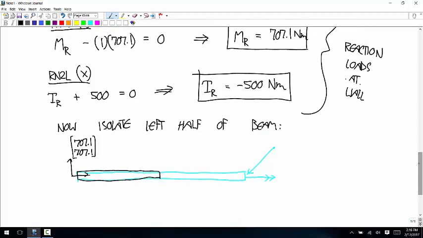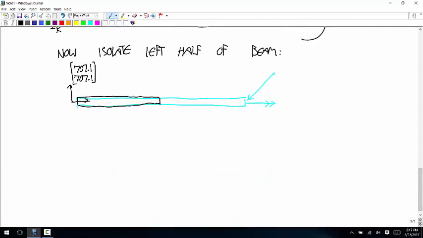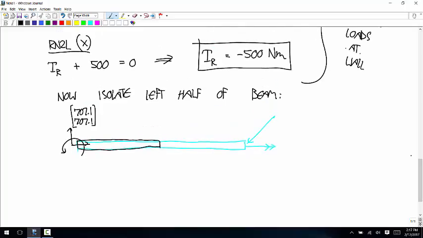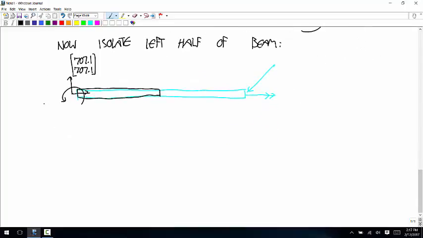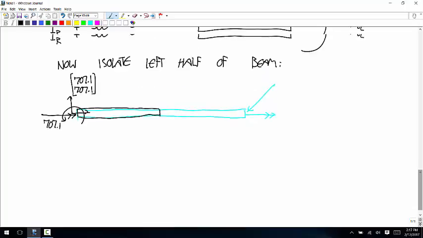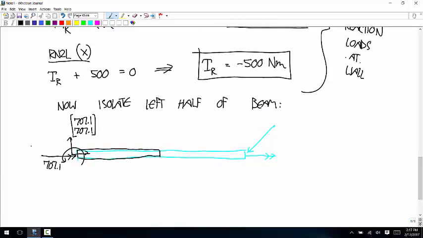And we know that there's a moment about the z-axis of 707.1. And then we know that there's a torque in the negative x direction. I'm still going to draw my axis in the positive x direction. And then the value is negative 500.